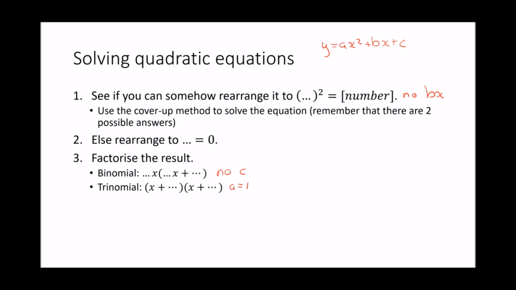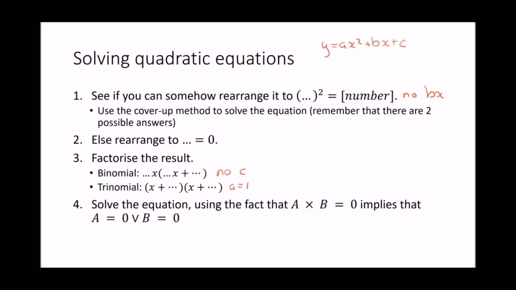Finally, if we have factorized it, then we solve the equation using the fact that a times b equals 0 implies that a equals 0 or b equals 0. This leaves you with a linear equation, which we have also already learned how to solve. So this is the summary of how to solve quadratic equations.